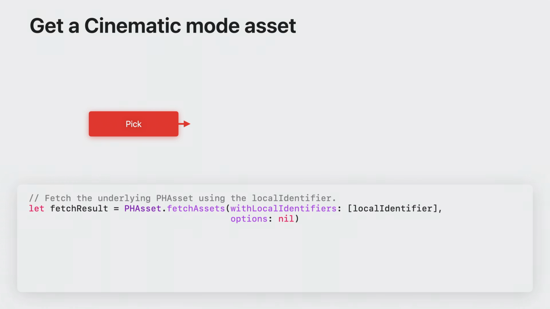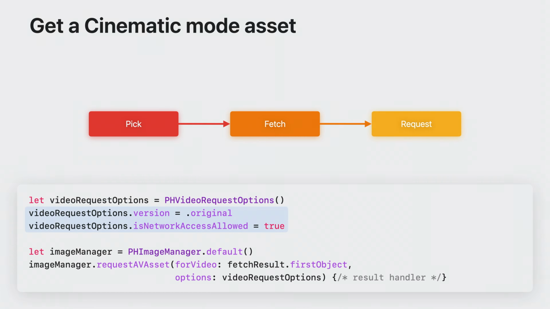Using the asset identifier from the pick, I can now fetch a Photos asset with information about the cinematic mode asset before I request it. I need to make sure to set request options to get the original version and allow for network access in case the asset is on iCloud. And then finally, request the cinematic mode asset as an AV asset. And now to the exciting part, we have gotten the cinematic mode asset.